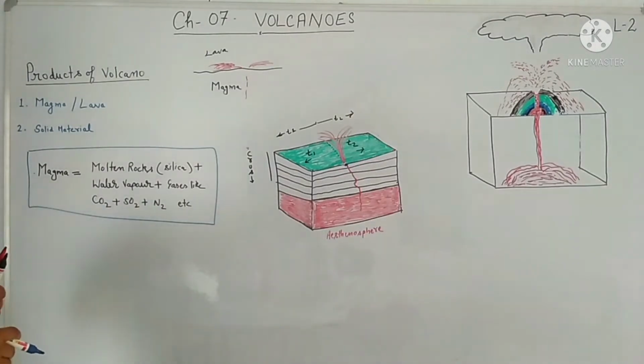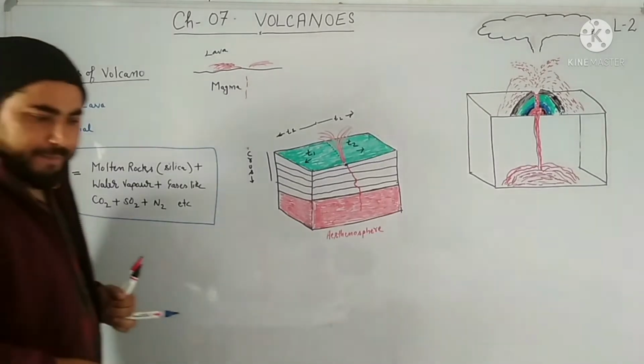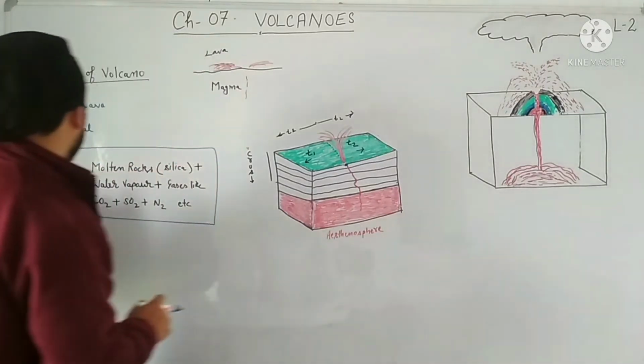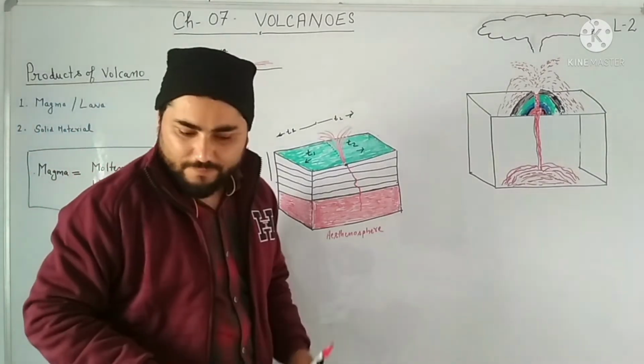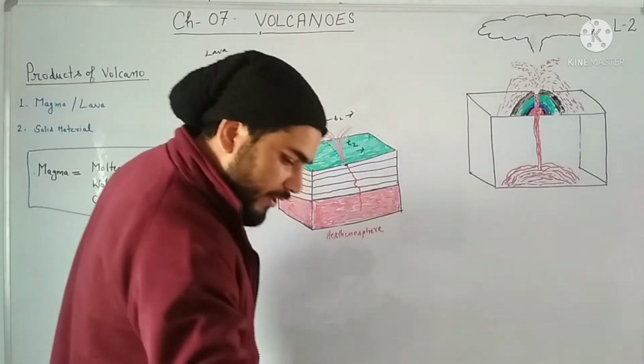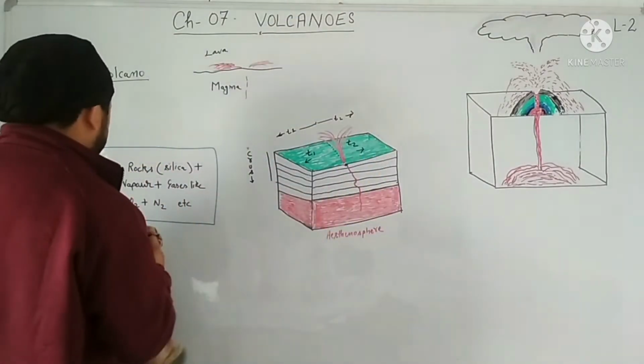So this magma comes out, okay, and becomes what? When it comes out on the surface of the earth, it becomes lava, right? Now lava is of two types.